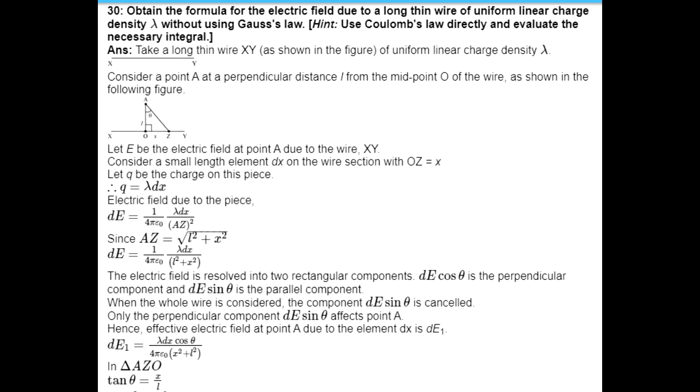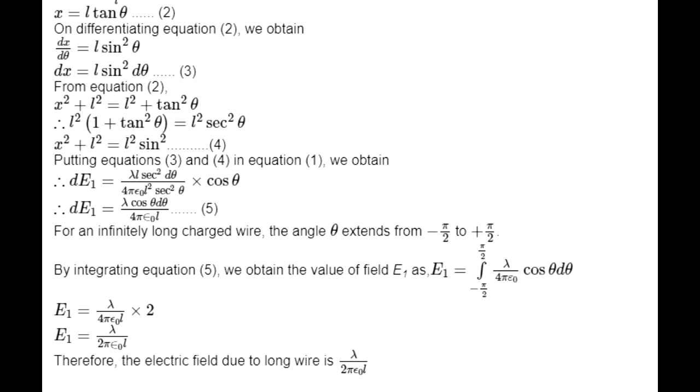Hence, the effective electric field at point A due to the element dx is lambda dx cos theta upon 4 pi epsilon naught into x square plus L square. As you can see from the figure, tan theta is equal to x by L, so x is equal to L tan theta. Differentiating, dx by d theta is equal to L sec square theta. Dx is equal to L sec square theta d theta. This is sec square theta, not sin square. So x square plus L square is L square plus L square tan square theta, equal to L square sec square theta.